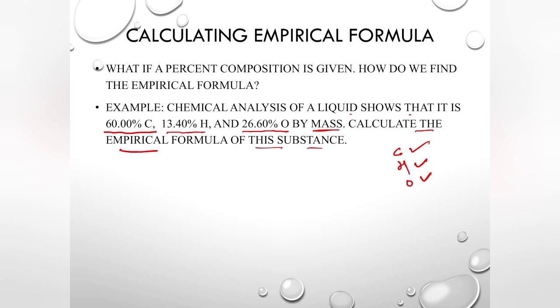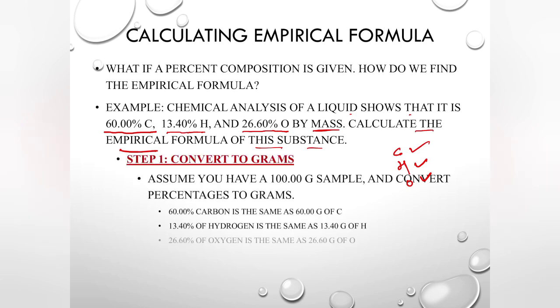Now what do we do? We follow step number 1. Step number 1 is to convert to mass in grams. Assume we have 100 gram of sample. Now convert the percentage to grams. If 60% carbon is given in the compound, then we convert it into 60 gram of carbon if the compound is taken as 100 gram. Okay, I think you are clear. We are assuming that we are taking 100 gram of compound.